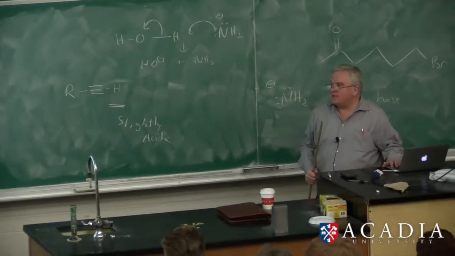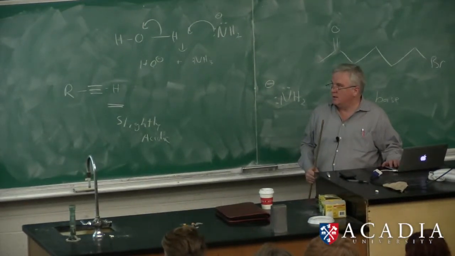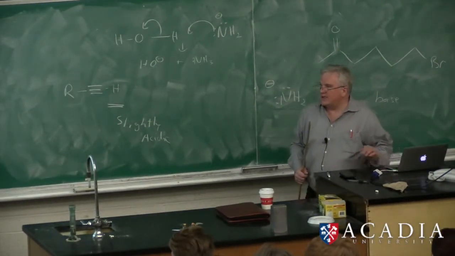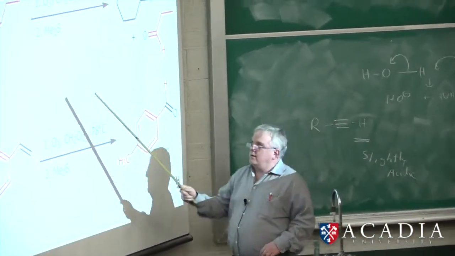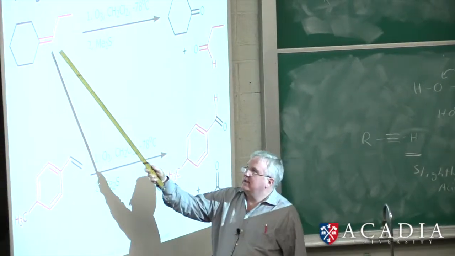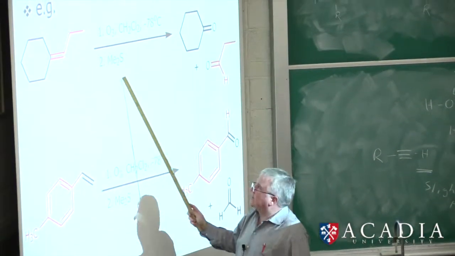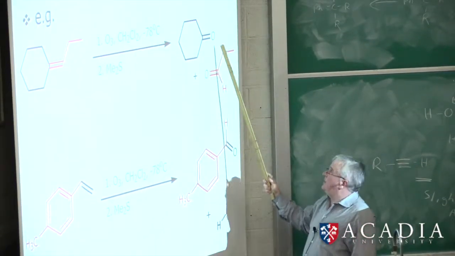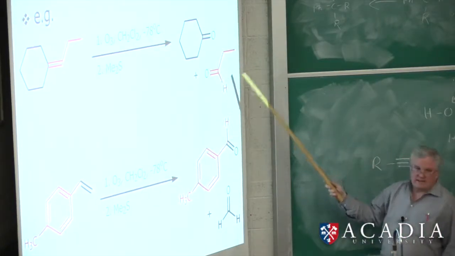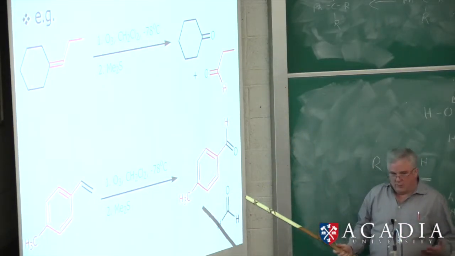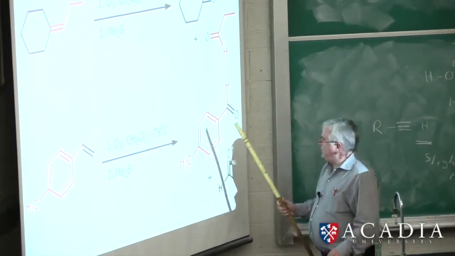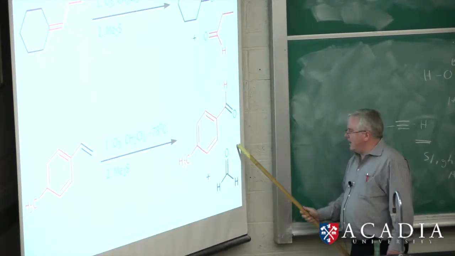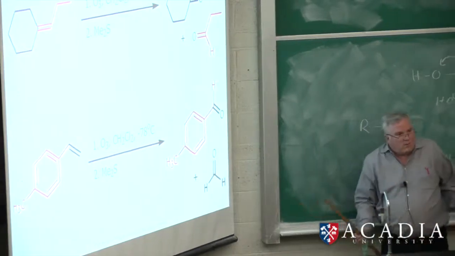And synthetically, that's pretty useful. Now, here's a couple of reactions, a couple of examples. If we were to take this alkene and react it with ozone, work it up in dimethyl sulfide, we'd end up with this ketone and this aldehyde. If we were to take this alkene, do the same reaction, we end up with this aldehyde and this formaldehyde.